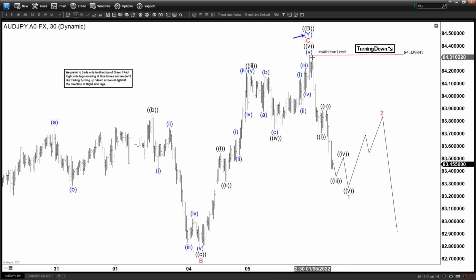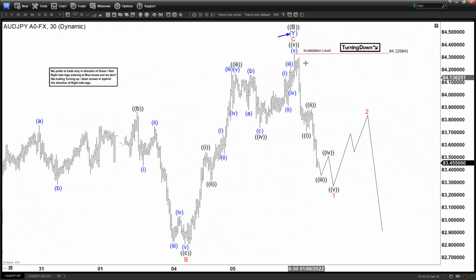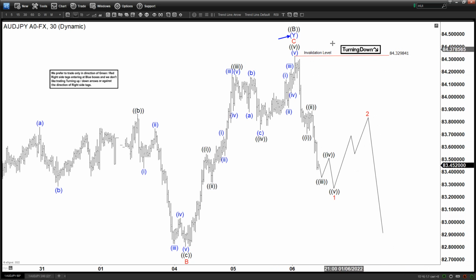So now we are turning lower, and as long as we stay below 84.3, we could see for the downside. All right, we could see for the downside in the Australian dollar yen, at least in 3 ways down, as long as we stay below 84.3.